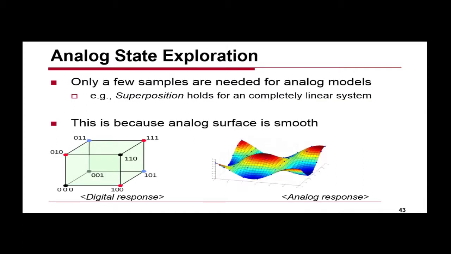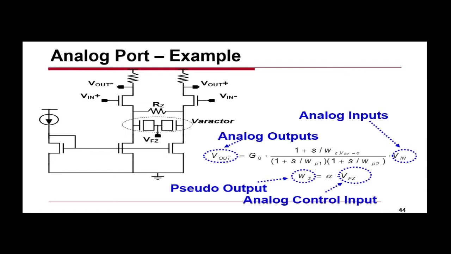Now, the thing is to figure out over what space I need to simulate. Remember, in digital, it's very hard because I have to simulate all the inputs. But for analog, it's smooth. So a random sampling of the input space will be very effective in extracting what G is. So what we do is basically do that extraction.